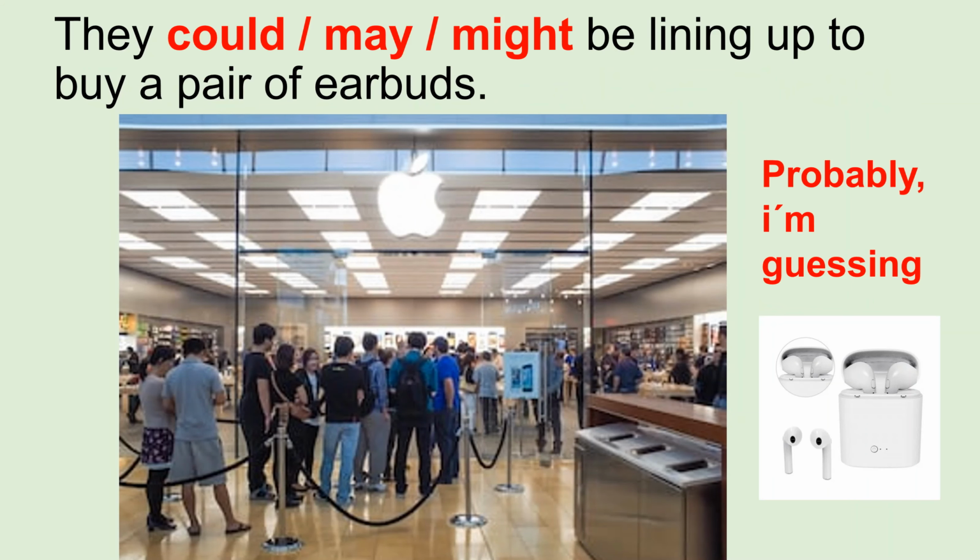Now, if we want to talk about probability, and you are just guessing, it's probable that they are doing something, you're going to use could, may, or might. For example, you can say, they could be lining up to buy a pair of earbuds. Earbuds are like this product that I'm pointing out. Okay, so now you have enough information to go directly to the exercises.